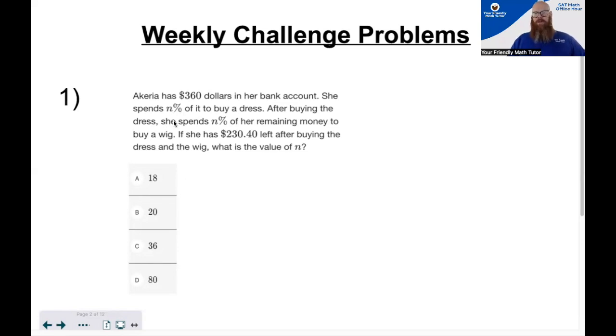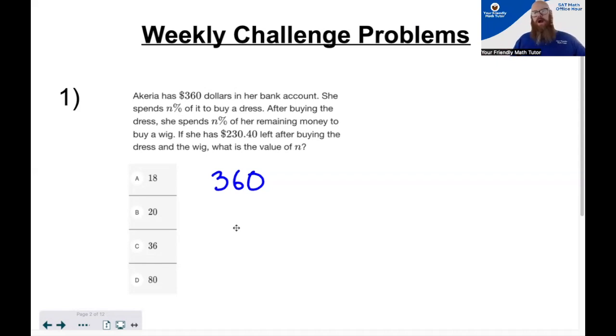So for right now, I'm going to ignore that it says N%. I'm going to say that she has $360. And when she spends 30% of it to buy a dress, what we're concerned about is how much money she has remaining. Then she spends another N% and she has $230.40 remaining. So, for instance, if she spent 30%, then she would have 70% remaining.